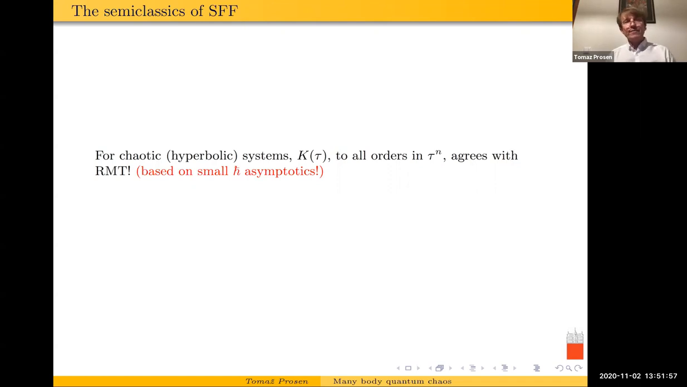how to show that for chaotic, strongly chaotic, mathematically speaking hyperbolic systems, the spectral form factor should agree with random matrices, in particular to all orders when expanded in time. So, all orders in tau. It's a natural thing to think of expanding the spectral form factor in orders of tau, because different orders correspond to different orders in h bar. I mean, basically there are different subsequent approximations in semi-classical expansions.